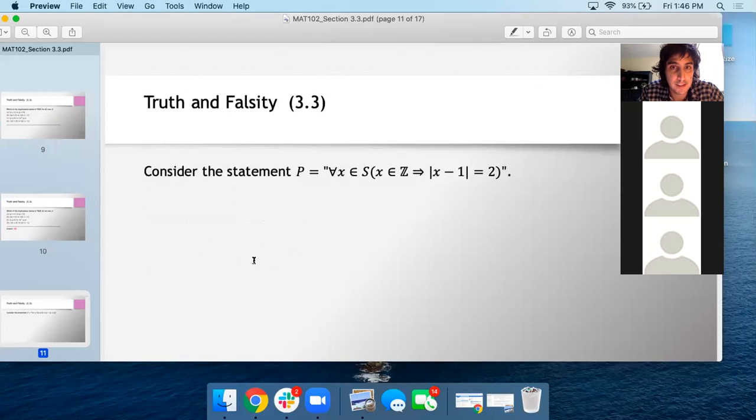Okay, consider this statement. For all x in S, x in Z, the absolute value of x minus 1 is 2. For what S does the statement become true?